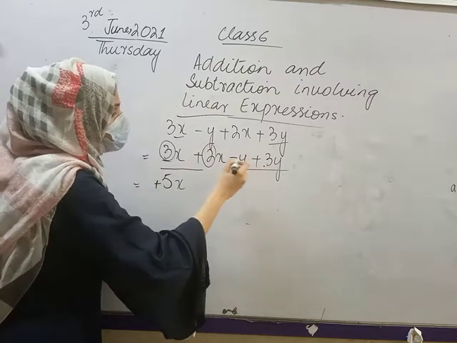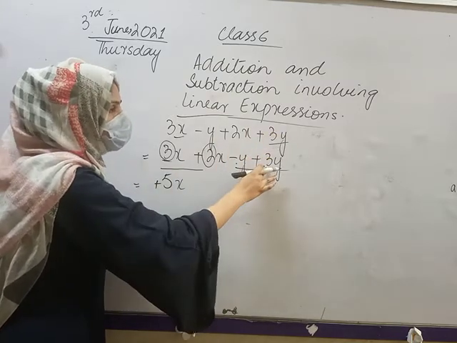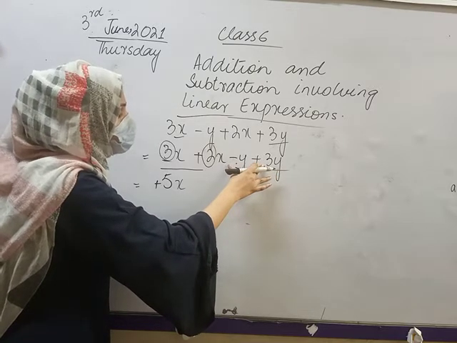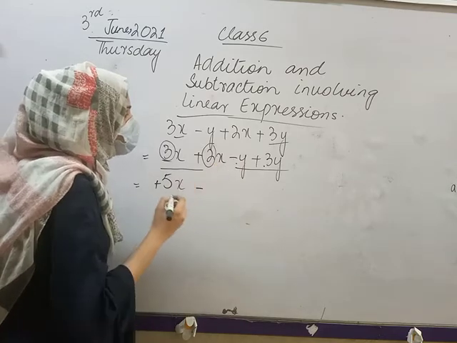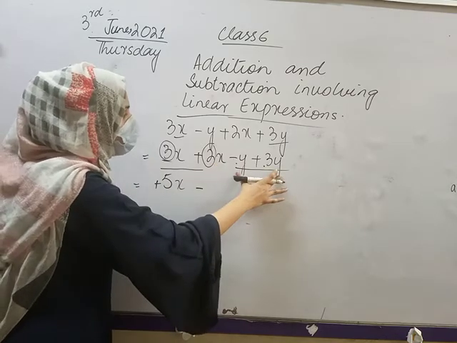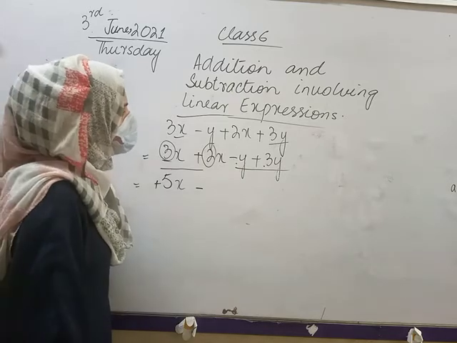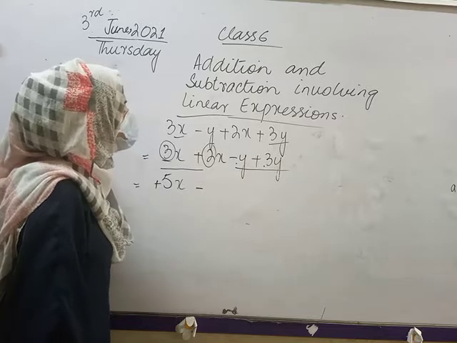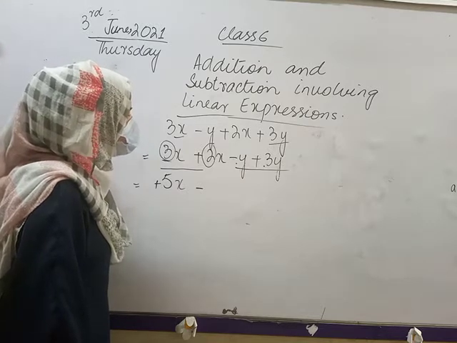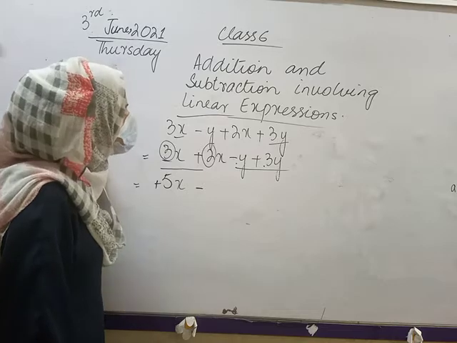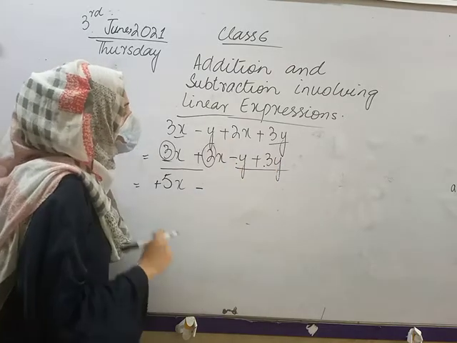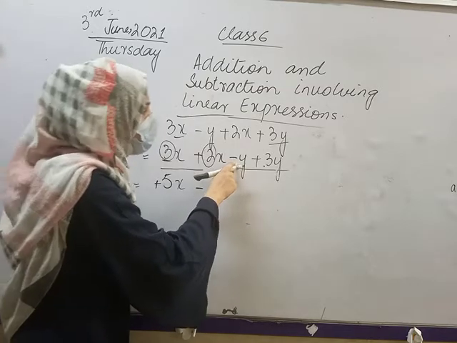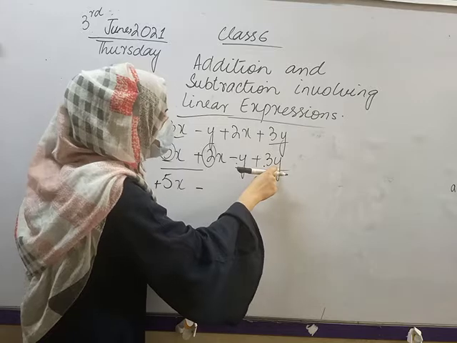In the next step, class, the next pair which is minus y plus 3y. Both signs are different, meaning unlike signs. So first of all we will subtract the numbers. But for that, what is compulsory? Both variables are the same. The variables given in this question are the same. Variables should be the same: here also y and here also y. So it is very easy to subtract.